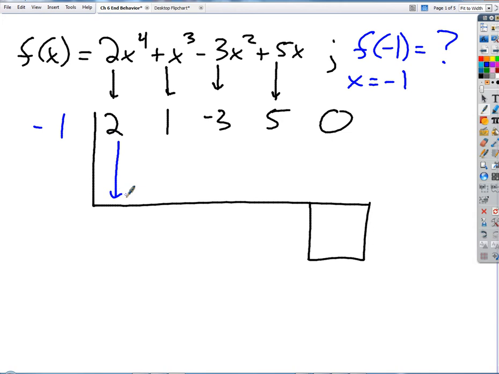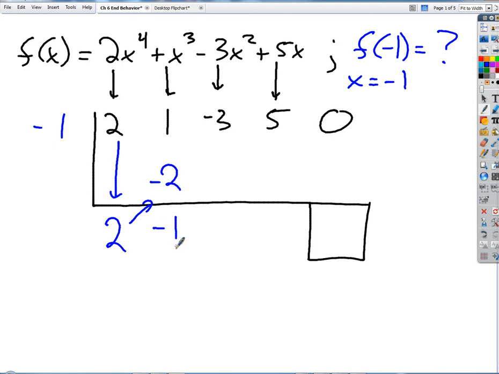We drop the first number straight down, and we have a rule. Whenever a new number appears below the bracket, what do we always do? Multiply by the number out front, in this case, -1. So -1 times 2 is -2, and we push that up diagonally into the next column. Then we just add in each column. So 1 plus -2 is -1. Good. We got a new number, so I multiply.